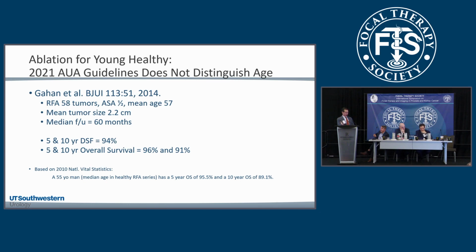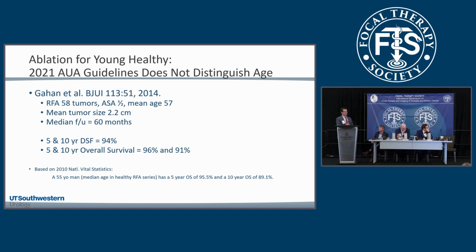In the perfect type of patient like this, Jeff Gahan, almost 10 years ago, clearly addressed this issue. We looked at patients, mean age 57, 2.2 centimeters, 5-year follow-up. At 5 and 10 years, disease-free survival was 94%, and overall survival 96 and 91. What I want to take home here is the overall survival is a little bit scary at 56 years old because I have an 8% chance of dropping dead in the next 10 years. And that is no different if I had an ablation or a partial nephrectomy or if I had nothing done. So we are not compromising patient outcomes in a 55-year-old man, as this case is, in terms of offering them ablation.